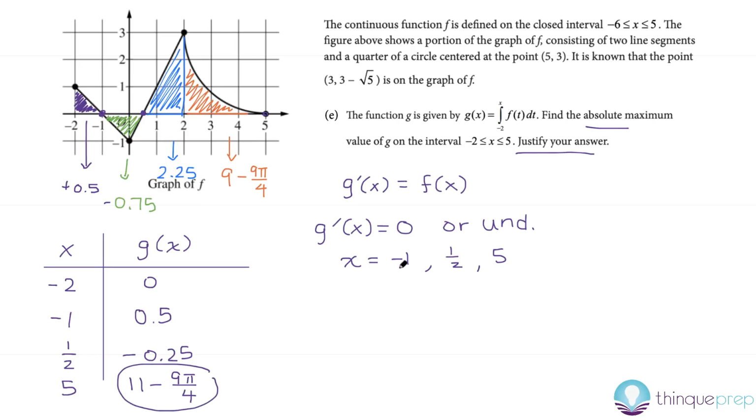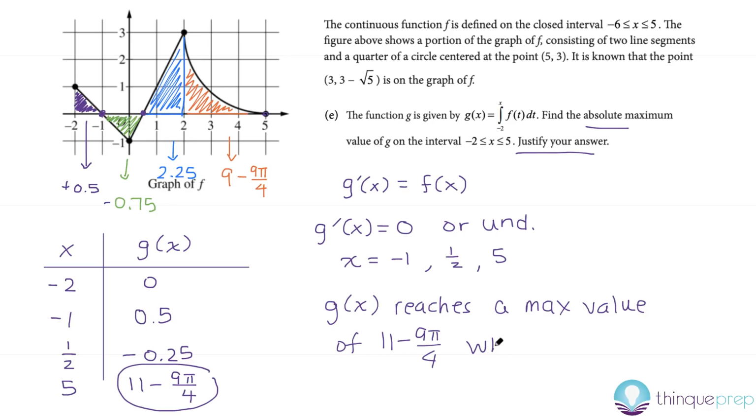So then, how would you answer this? You should say something along the lines of: g of x reaches a max value of 11 minus 9 pi over 4 when x is equal to 5.